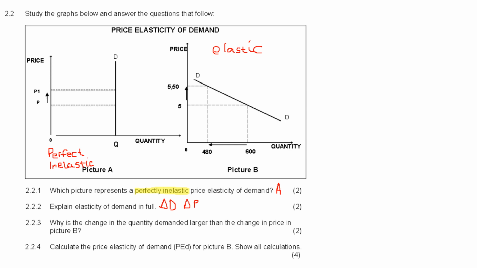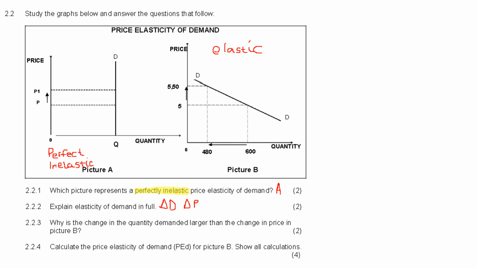Okay, this is to illustrate that this product that we have here is relatively elastic. And why is that so? It is so because a small change in price has resulted in a big change in the quantity demanded. And what this shows is that this product has close substitutes.